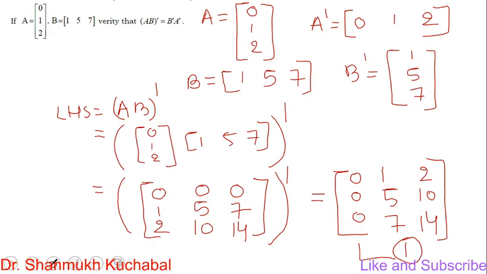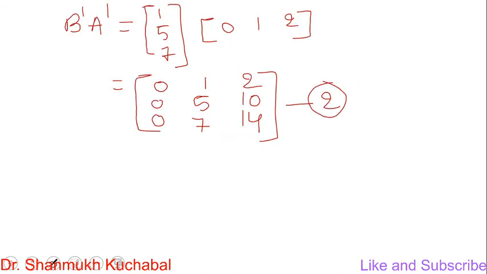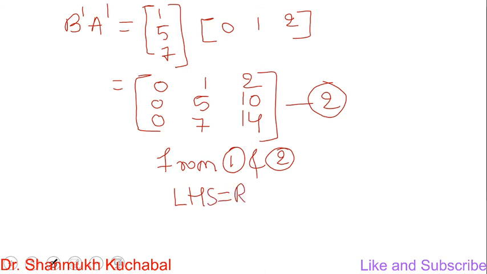So equation 1 is 0, 1, 2, 0, 5, 10, 0, 7, 14. Equation 2 has all the elements the same. Therefore from equations 1 and 2 we observe that LHS is equal to RHS. So this is the solution we are going to get here.